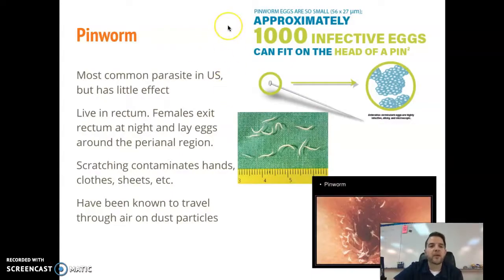And then the last one that we're going to look at is the pinworm. This is the most common parasite we see in the United States. We're not going to go too much into the details of it, but you can read what happens there, okay? Pinworms can pass around to people very easily through contaminated clothing, contaminated sheets, etc. They also can pass through air particles. So pinworms are pretty common. As sad as it is, they're pretty common. So let's end our journey of nematodes there.